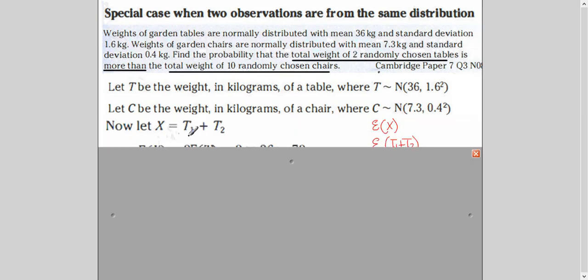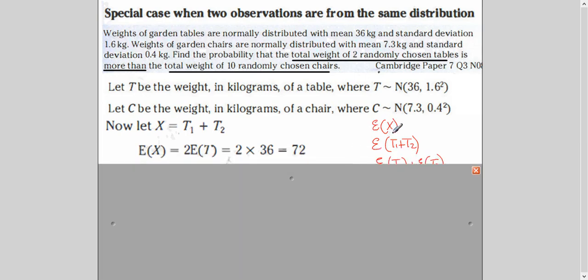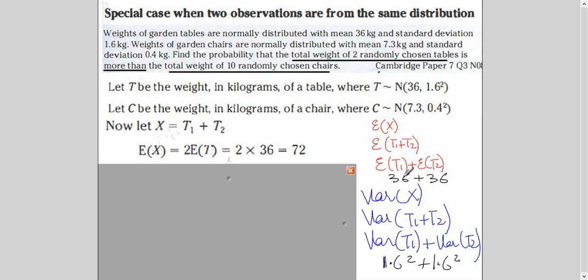So let's find out. We are calling X for T1 plus T2. When we are taking two tables, we are saying the variable is X. So we have to find the new mean. When you are finding the new mean for X, it means the mean of T1 plus T2. It means this mean plus this mean, because you are picking up two tables. So you will get here 36 plus 36, which is represented by 2 times 36.